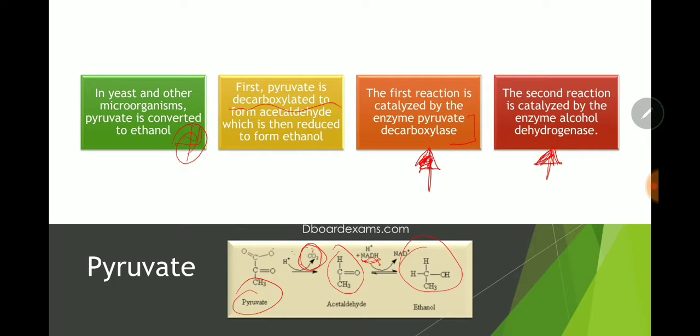Usually when you drink alcohol, you have alcohol dehydrogenase and then you have aldehyde dehydrogenase. So it's almost opposite when you're breaking down alcohol. But remember these two enzymes: pyruvate decarboxylase and alcohol dehydrogenase. All right, so moving on.